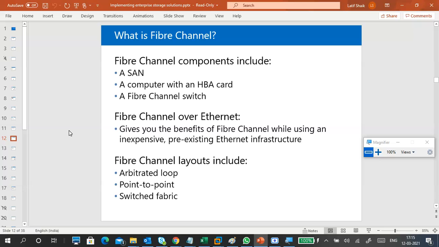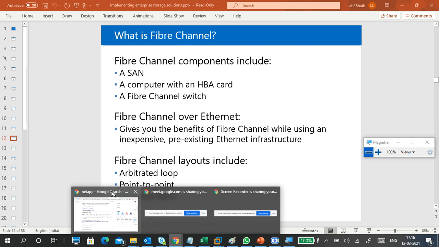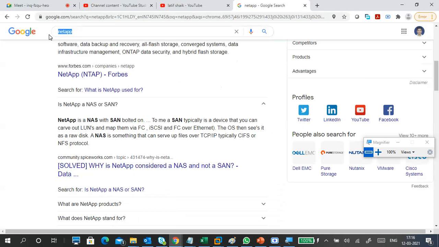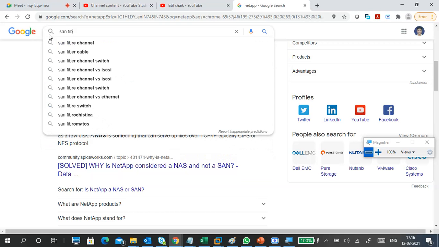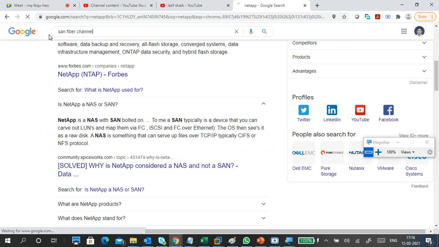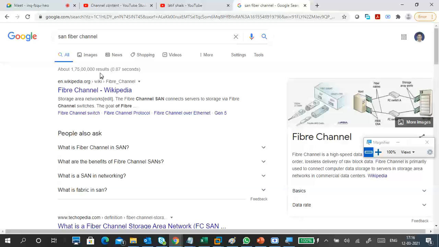Next is Fiber Channel. Components include SAN and HBA cards. Then Fiber Channel over Ethernet. So many things are there. There are a lot of devices we are using here.